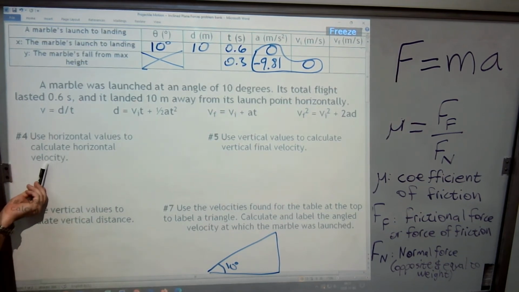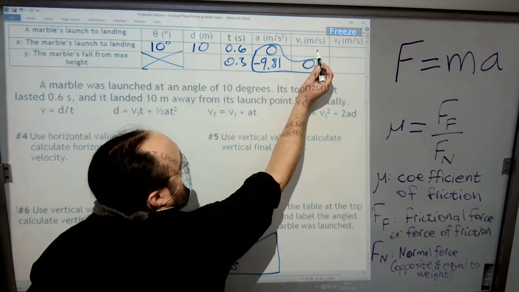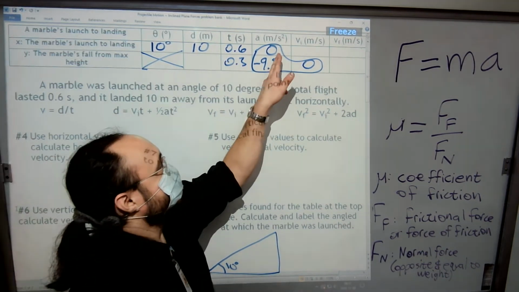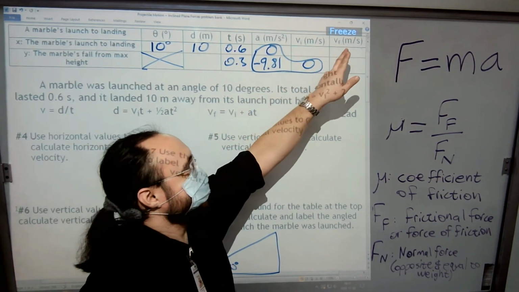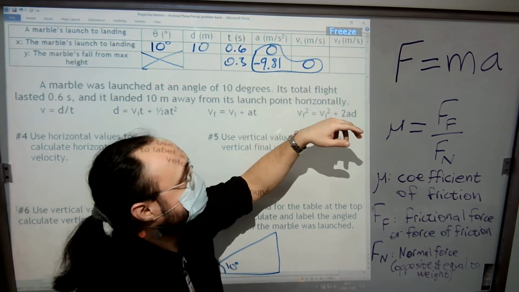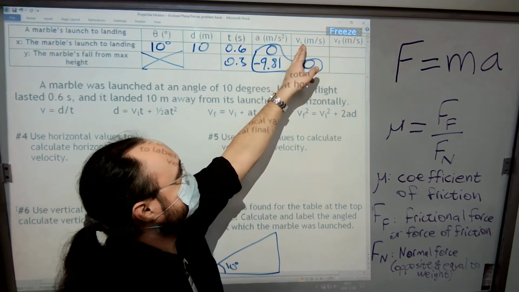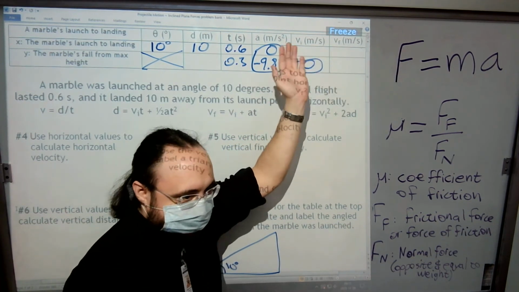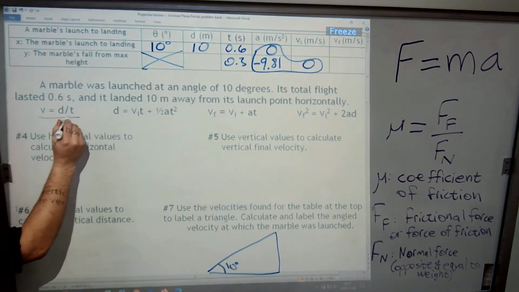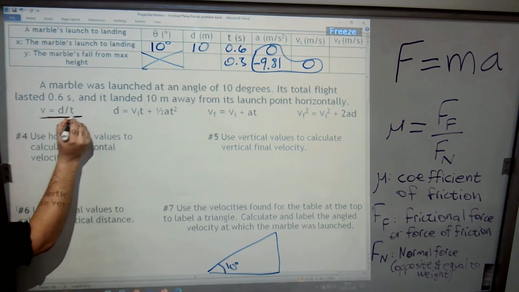First, use horizontal values to calculate horizontal velocity. So it's in a different order, but we're calculating horizontal velocity over there. Notice it didn't say calculate initial or final velocity. Just are you paying attention here? Because acceleration for x is 0, vi and vf are going to be the same as each other. So just like before, these two boxes will always be the same as each other. But because vi and vf are the same, we don't really need to specify, so we just say v. And that means we can use this formula, which makes it a little easier.